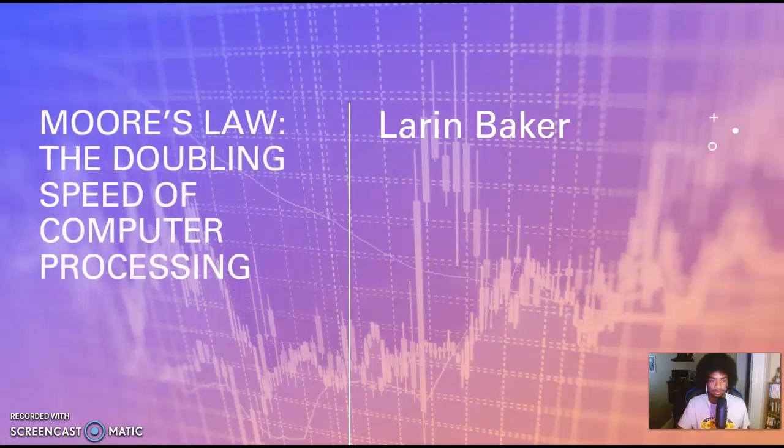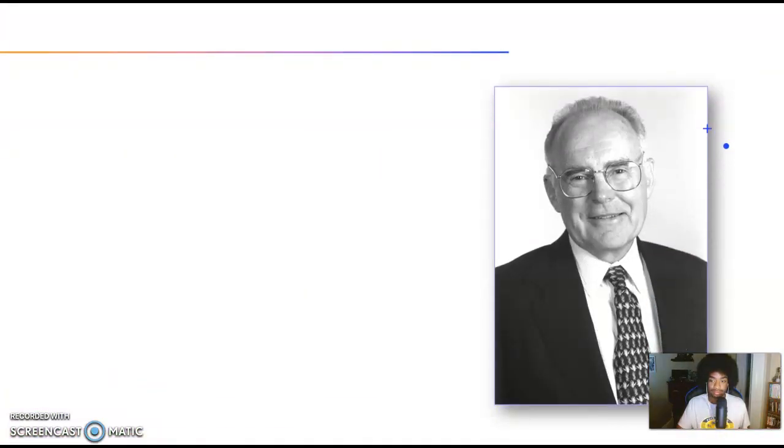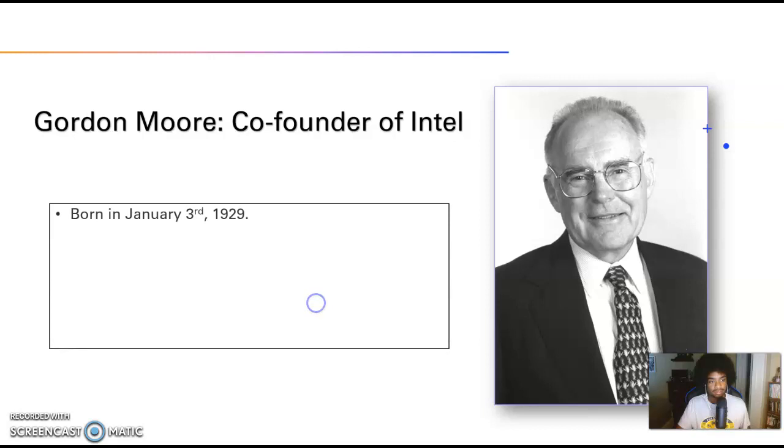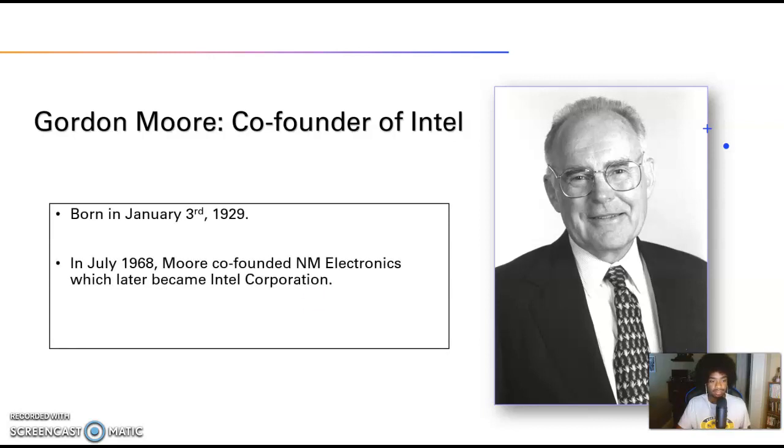Before we go over Moore's Law, we should talk about the creator of Moore's Law, Gordon Moore, who happens to be the co-founder of Intel. A little bit of detail about him: he was born on January 3rd, 1929. In July 1968, he became the co-founder of NM Electronics, which would later become Intel Corporation. However, 3 years before that, he actually became the author of Moore's Law.